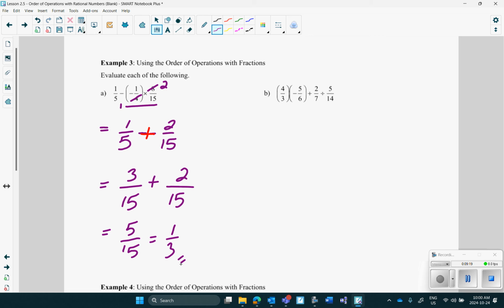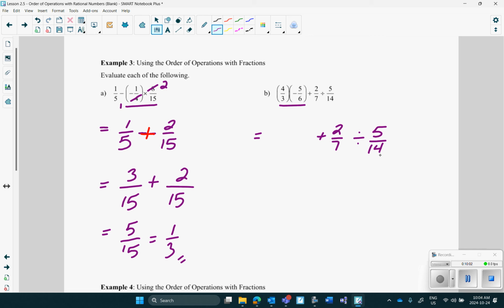I want you guys to try the next one. Okay. Remember, multiplication and division, we don't do one of those first, we do whatever appears first when we read from left to right. Okay, so it looks like all of you recognize to do this first. So I'm not touching the plus 2 over 7 divide 5 over 14. Not yet.